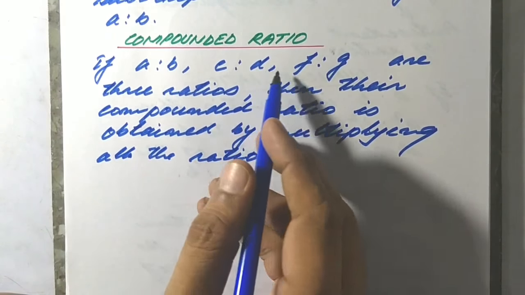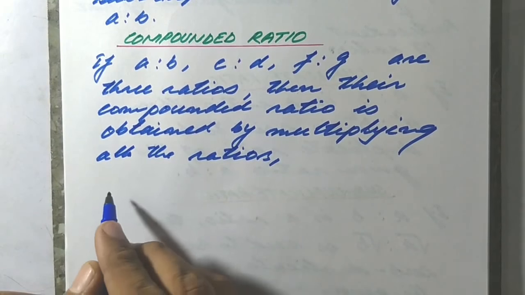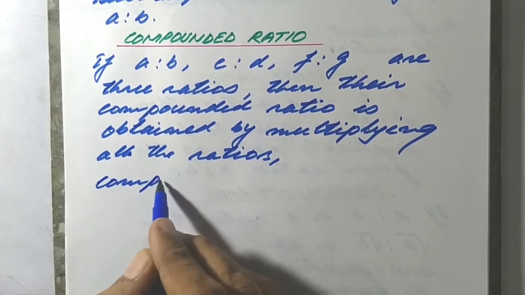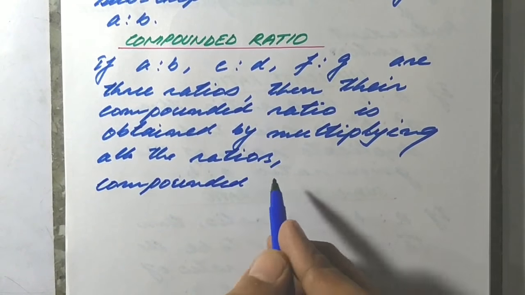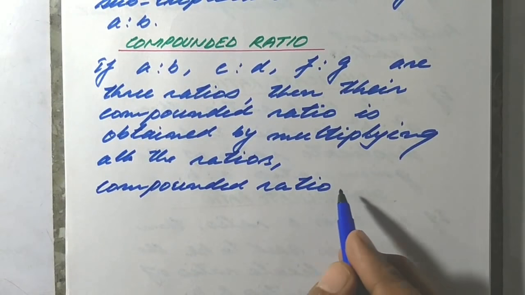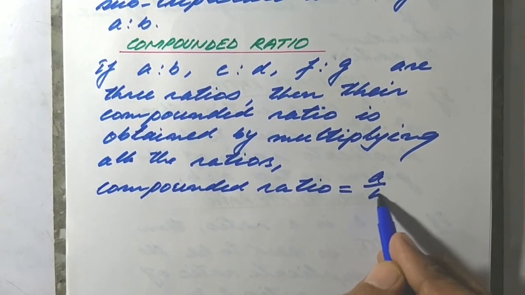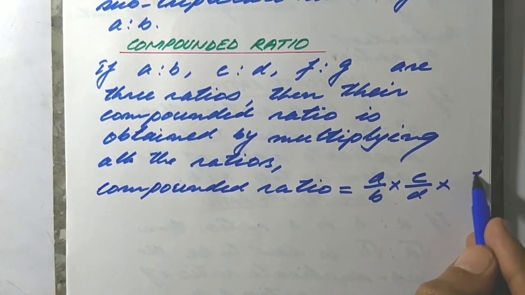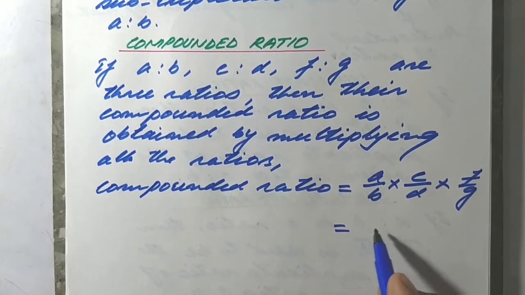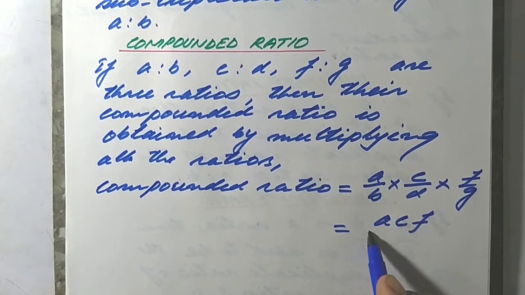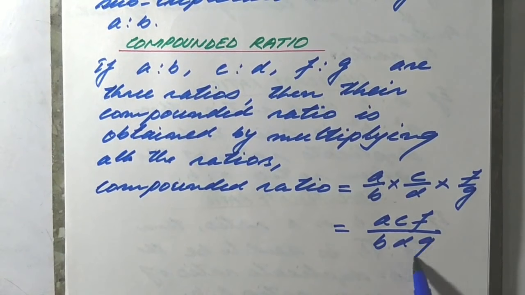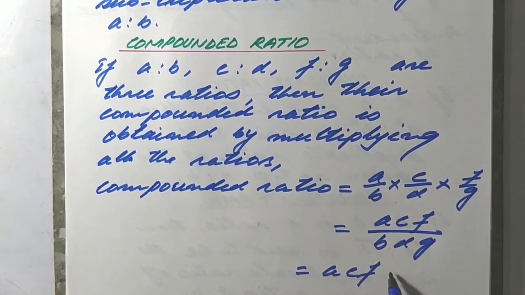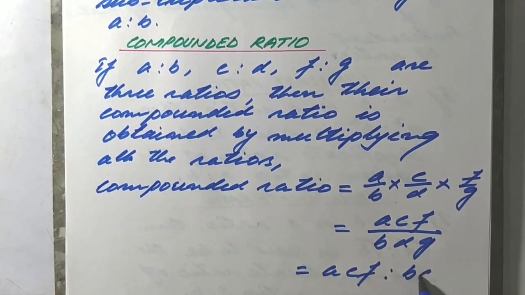So if A is to B, C is to D and F is to G are three ratios and we need to find out their compounded ratio, the compounded ratio is equal to A upon B multiplied by C upon D multiplied by F upon G. So we may write it as ACF upon BDG, or this may be written as ACF is to BDG.